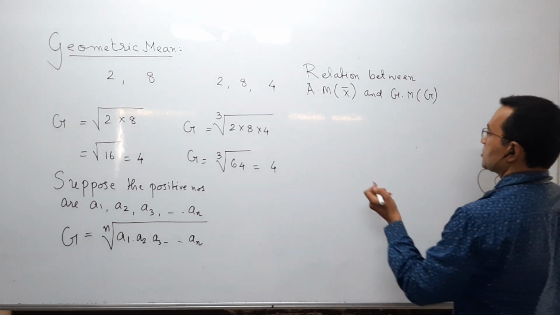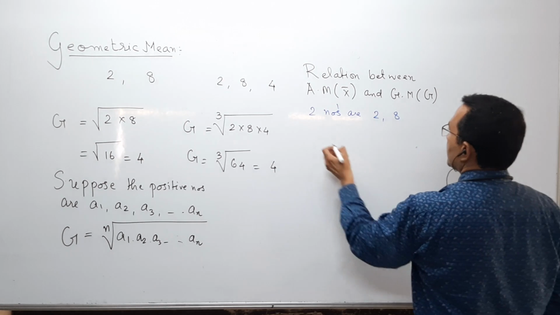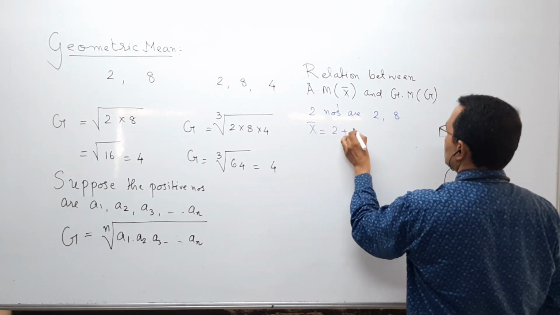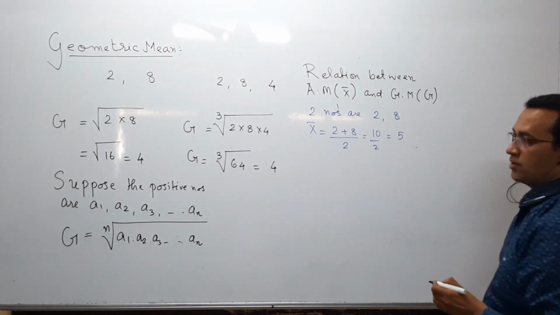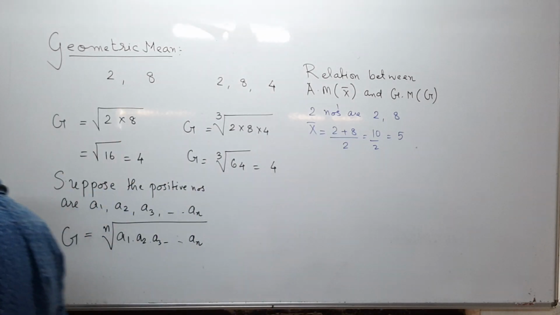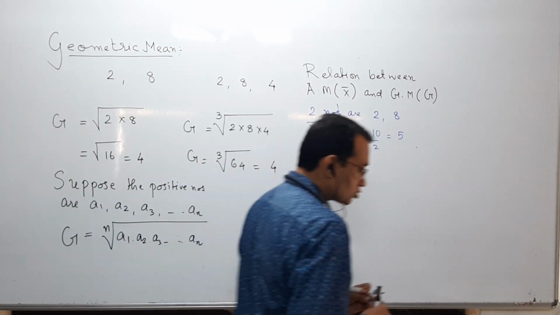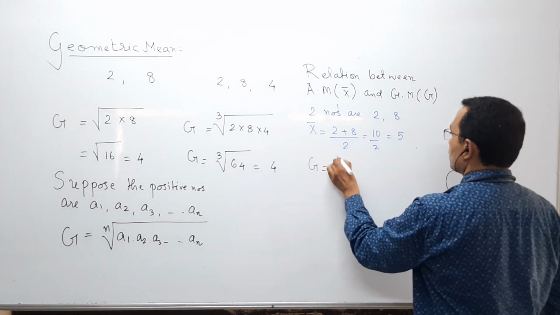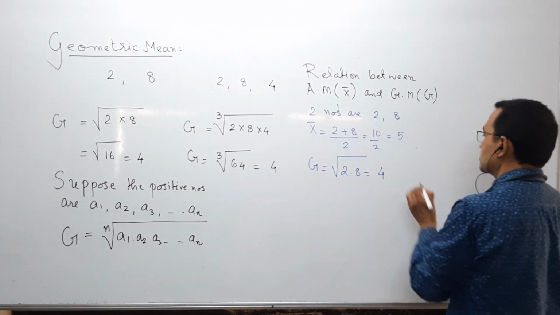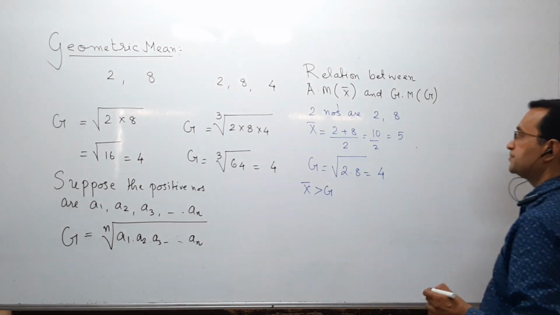Suppose I am given two numbers. Suppose the given two numbers are 2 and 8. Arithmetic mean x bar is equal to 2 plus 8 divided by 2. So 10 divided by 2. So how much? 5. All of you know that if I want to find the mean of two numbers, how would I do, students? Add the two numbers and divide by 2. And geometric mean we have already found out: the square root of 2 into 8, that is root of 16, that is 4. You can check x bar is greater than G.